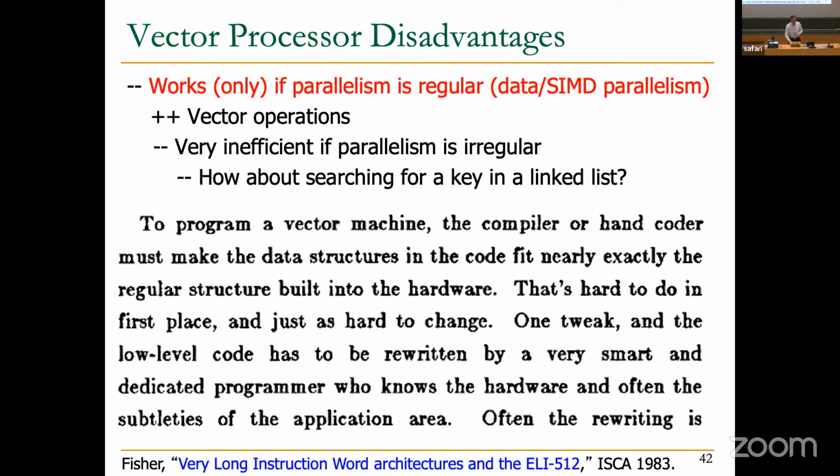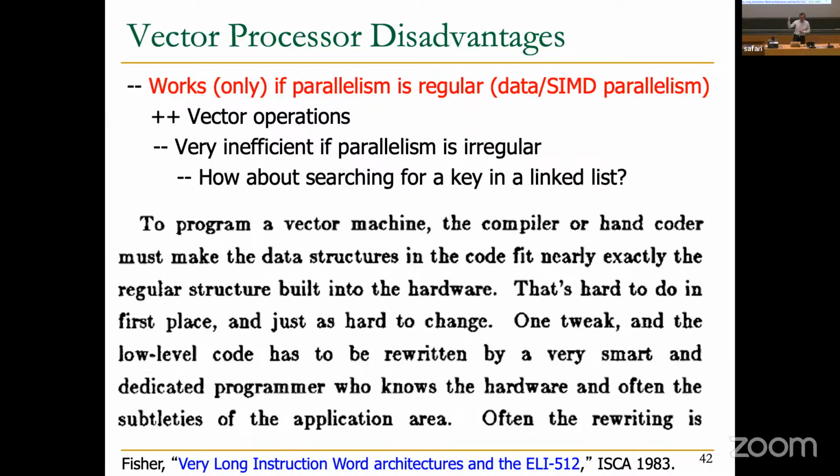And this is exactly why the VLIW paper says this: to program a vector machine, the compiler or a hand coder must make the data structures in the code fit nearly exactly the regular structure built into the hardware. That's hard to do in the first place and just as hard to change. One tweak and the low-level code has to be rewritten by a very smart and dedicated programmer who knows the hardware and often the subtleties of the application area. And this is actually a very nice description of why some applications don't fit vector processors. But if they fit, greatly. If they don't fit, these problems happen.